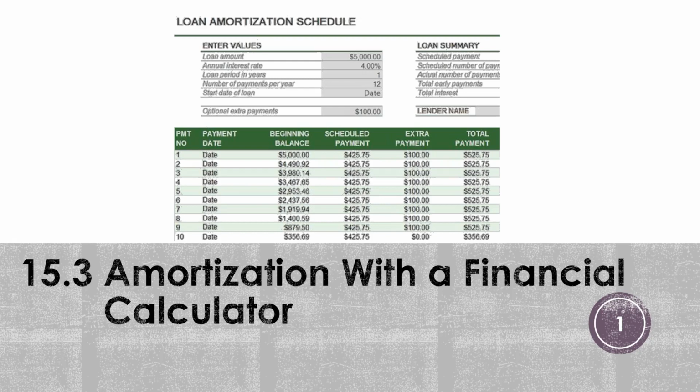This is 15.3, amortization with a financial calculator. I always seem to stumble on that word. And amortization is just a breakdown of your payments. It shows each payment, principal, interest, how much the payment was itself, how much it decreases your balance, and you can look at this for an entire loan, which is pretty cool.